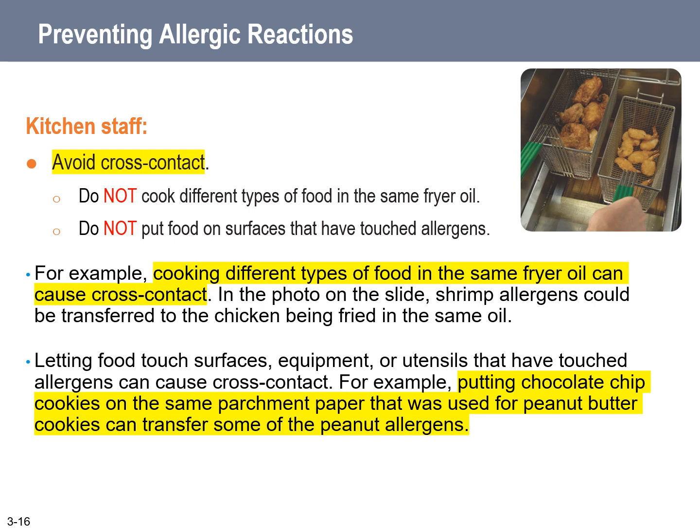So like I have here, for example, cooking different types of food in the same fryer oil can cause contact. In the photo on the slide, shrimp allergens could be transferred to the chicken being fried in the same oil. It's not touching, but it's in the same oil. Another one is putting chocolate chip cookies on the same parchment paper that was used for peanut butter cookies. That can transfer the peanut allergens to the chocolate chip cookie. So if you're allergic to peanuts, you cannot eat those chocolate chips. And if no one knows what it is, then someone's going to eat it and someone's going to get very sick.